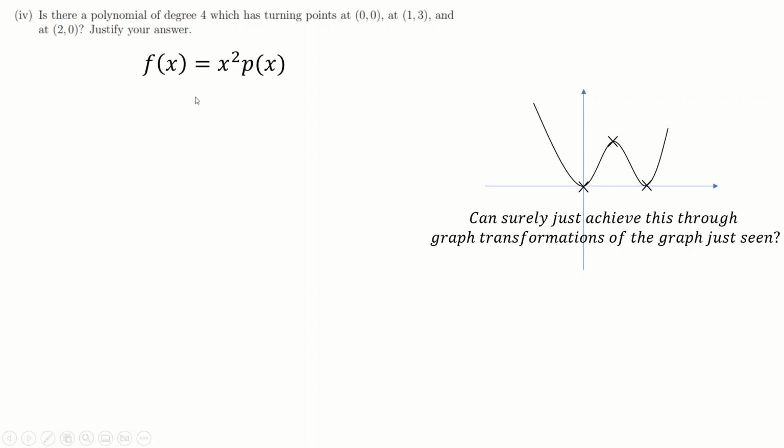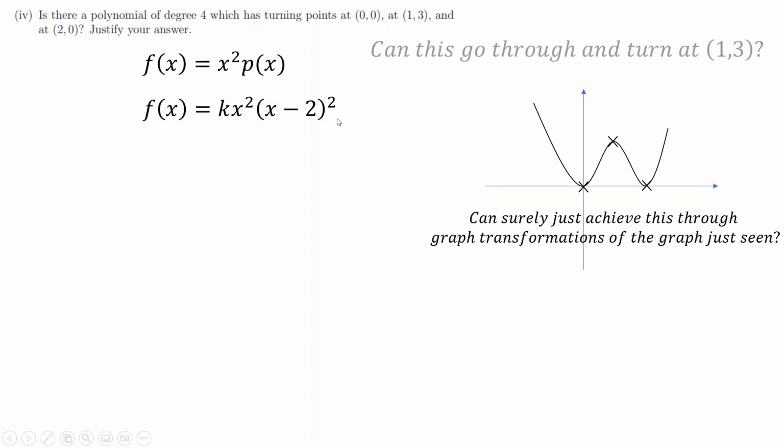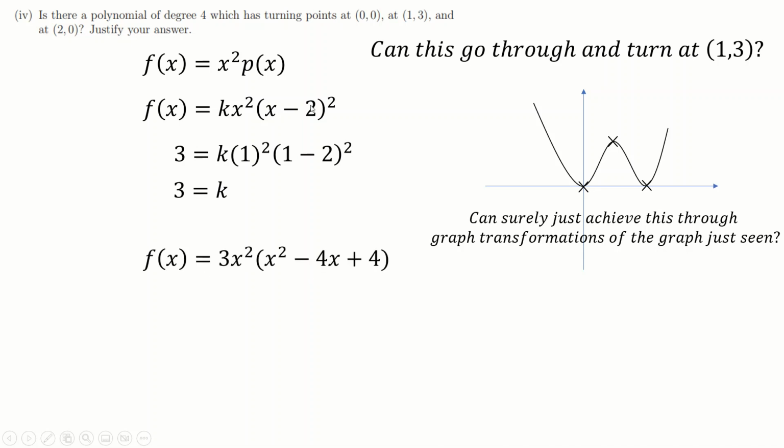You could also prove it algebraically. You've got a turning point at (0, 0), so you must have this as from the first part. But you must also have this because it's got a turning point at (2, 0). So this is the entire polynomial. You can check that this goes through (1, 3) by putting in 3 here and 1 here. You find k is 3, so you have this polynomial, which I've expanded out a little bit.